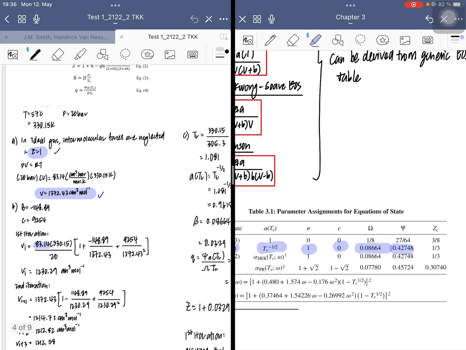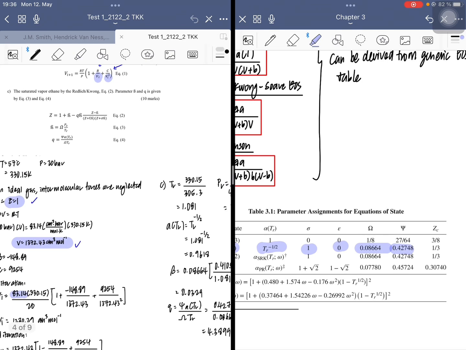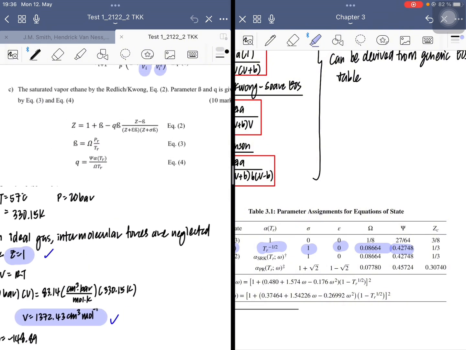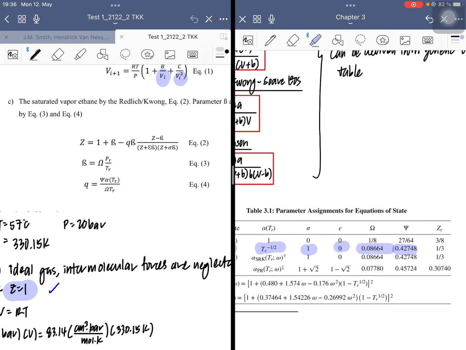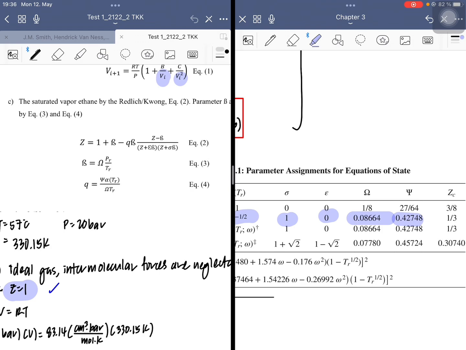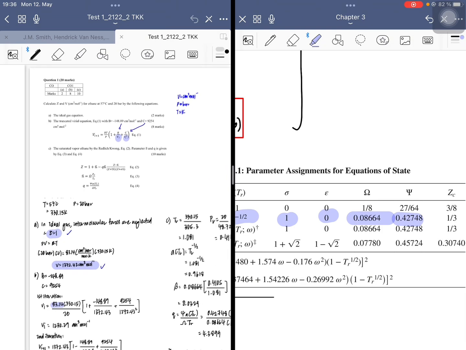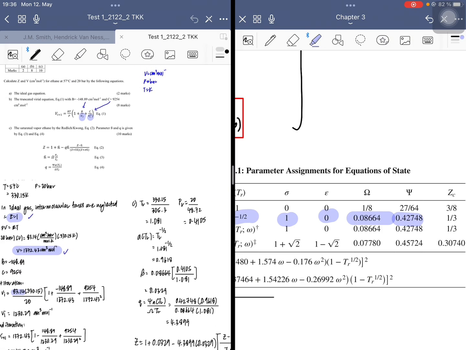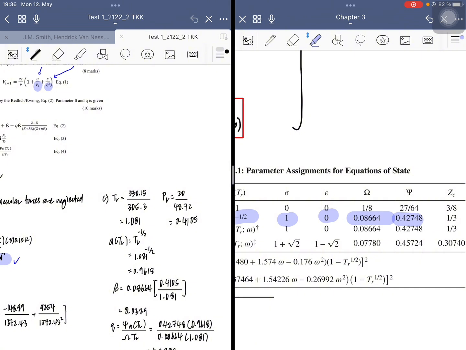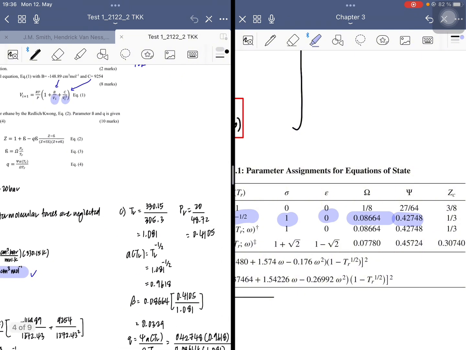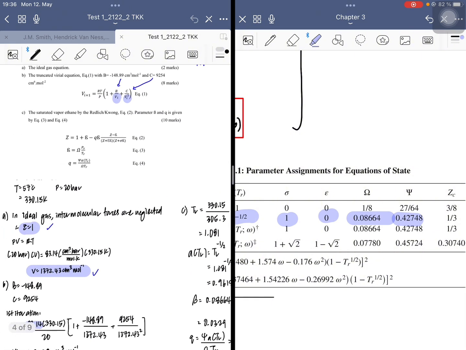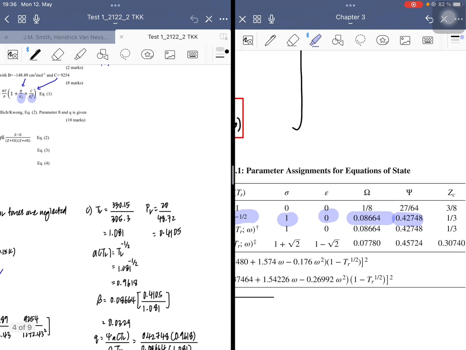Yeah, for alpha TR, look at the beta here. You need the value of omega, which is 0.08664, and then just plug it in here. Also for TR and PR, you just have to find the value of TC. You guys know the formula for TR, right? Just T over TC. PR is P over PC. So you just have to find the values of PC and TC from the table.